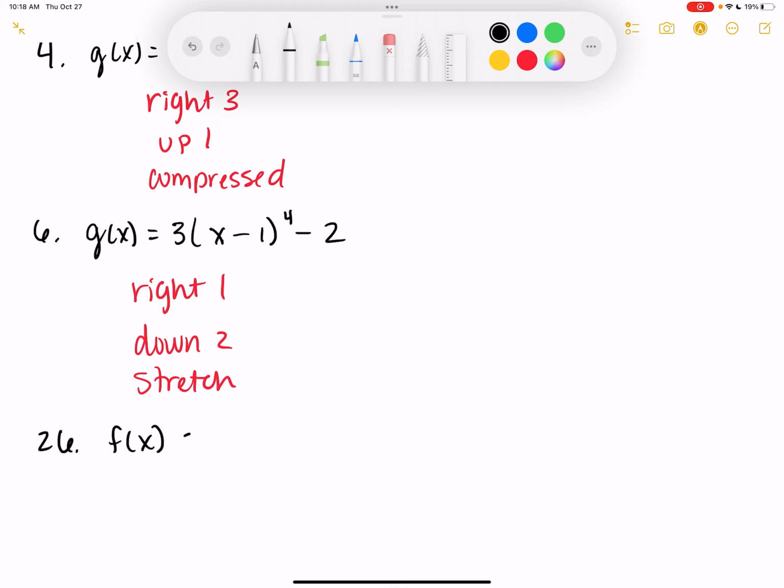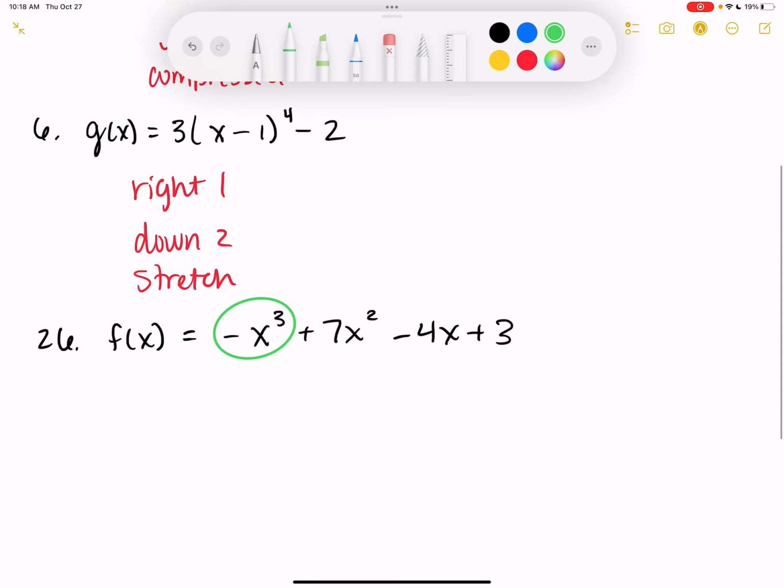f of x equals negative x cubed plus 7x squared minus 4x plus 3. So all I care about is this negative x cubed. And if they're not in the right order, make sure you pay attention to that as well, to get the highest powered one, even if it's not the first term listed. So we're looking at the limit as x approaches infinity of f of x. We want to know where it's going. And then we're also looking at the limit as x approaches negative infinity of f of x.